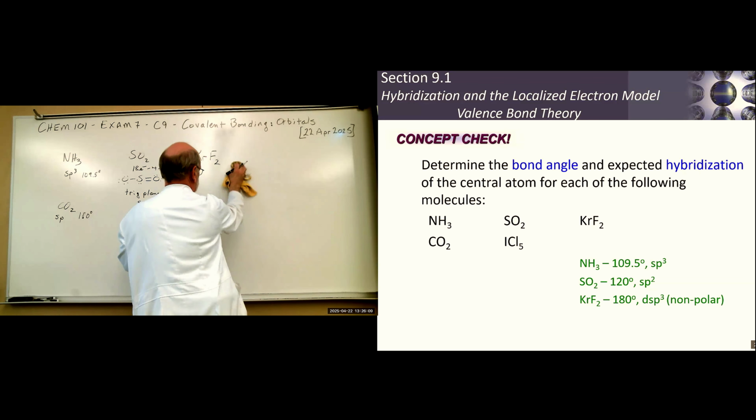And the last one is iodine pentachloride. Oh, carbon dioxide. Sorry, we did that one already. And there we go. So iodine pentachloride puts the electron pair, since it's octahedral, on an apex. And we only have a 90 degree angle at d2sp3. Okay.